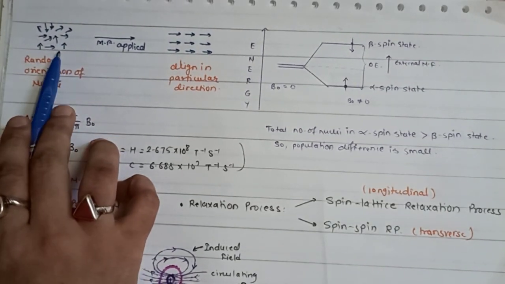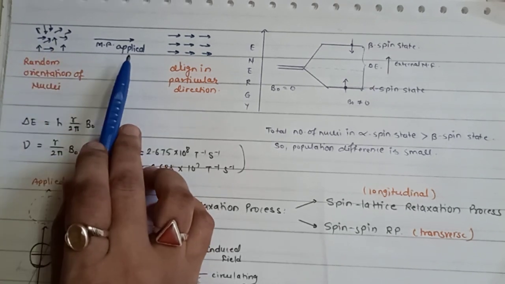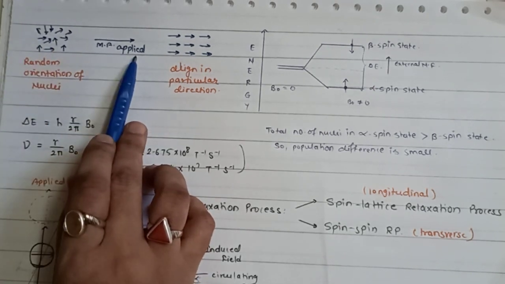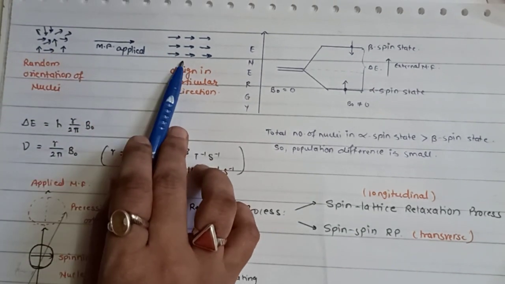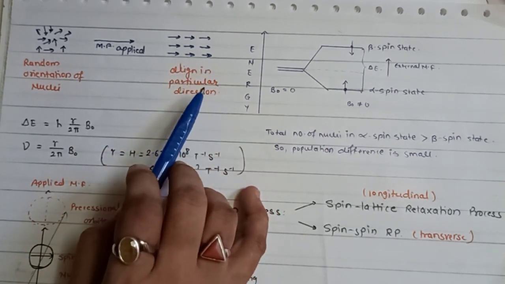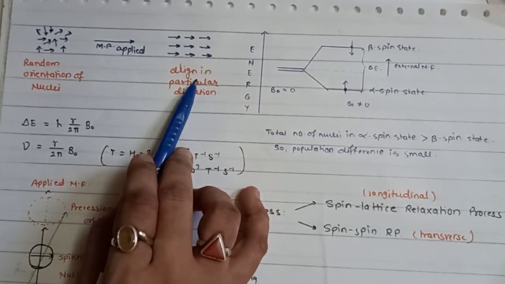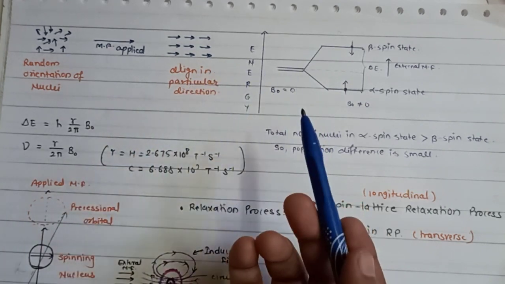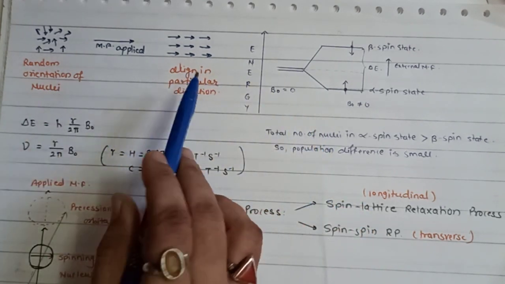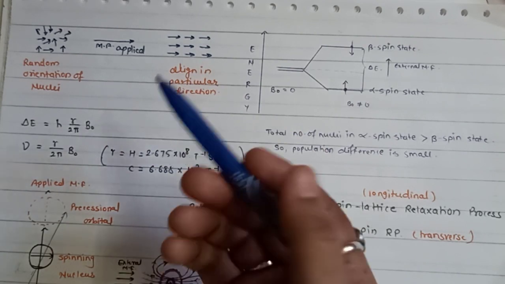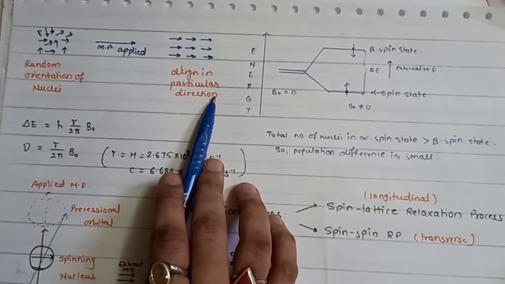So their direction here is random, but as soon as you apply the external magnetic field, the nuclei are going to align themselves either with or against the field of the external magnet. That means they will either align with the external magnetic field or oppose it and align against it.